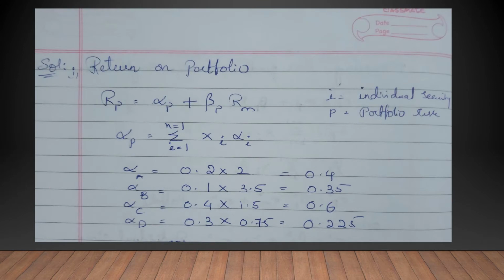So coming to the formula here, return on portfolio is nothing but Rp equals alpha p plus beta p into Rm. Here you have to find out the alpha p. Alpha p is nothing but the risk-free return. So it can be calculated using the summation of xi into alpha i for the individual securities. You have to take the weights of the individual securities into their alpha values. So that is given in the question.